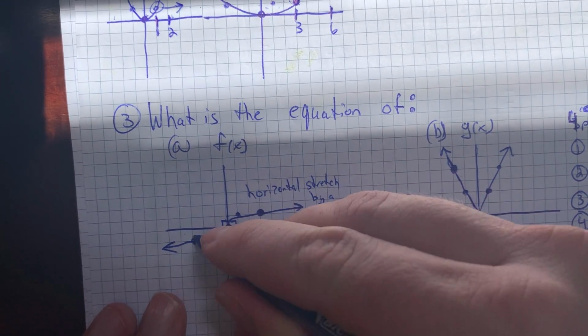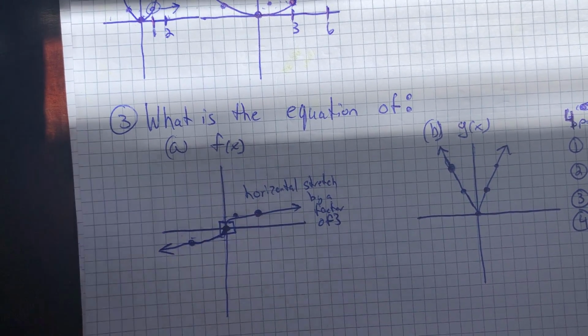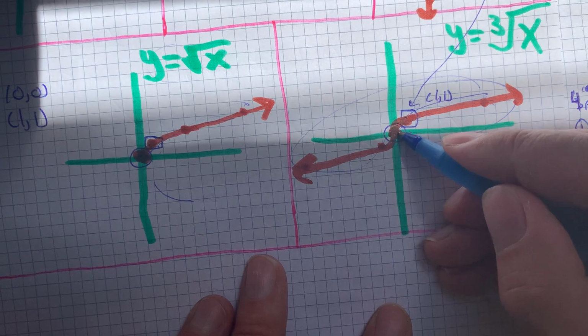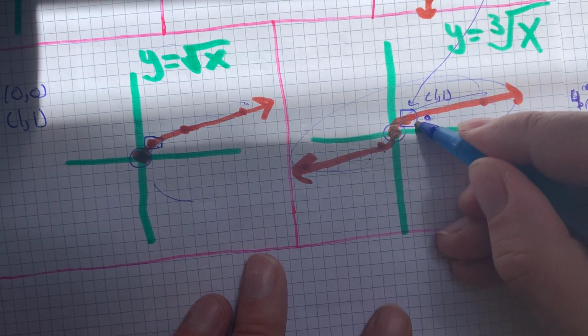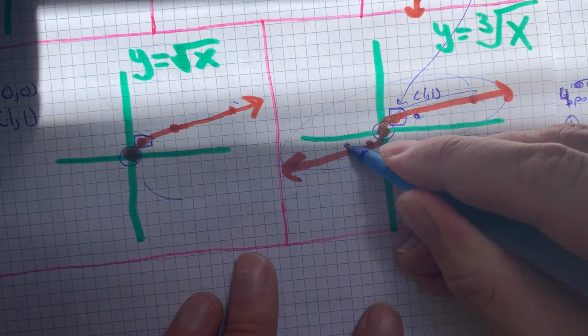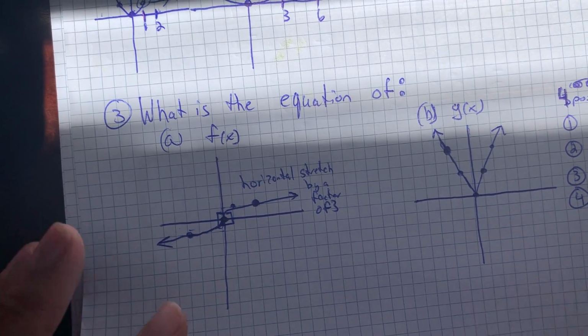This point is also 3 times as far to the left as we would normally expect it on the parent function. Remember that point is at 1, 1 and negative 1, 1. And so now it's 3 times to the right and 3 times to the left. It's horizontally stretched by a factor of 3.